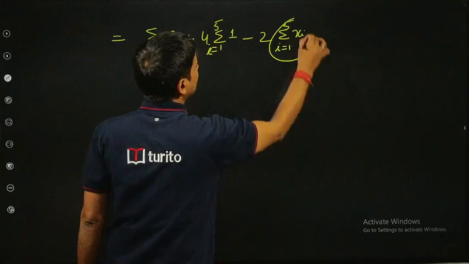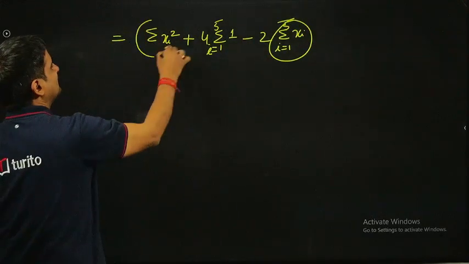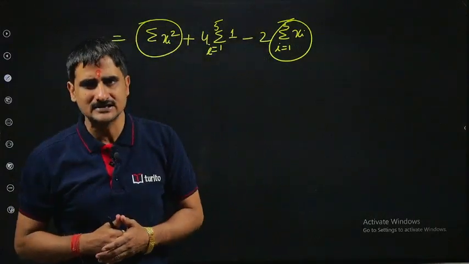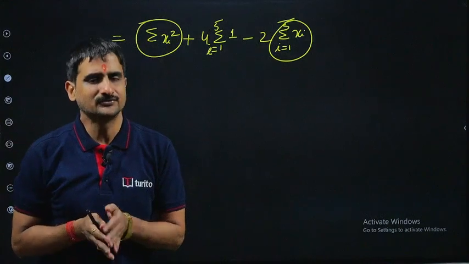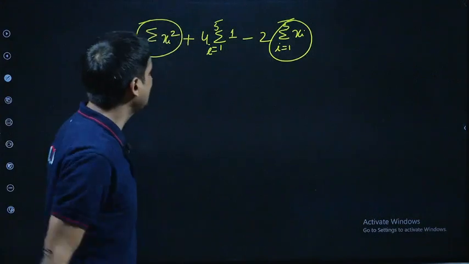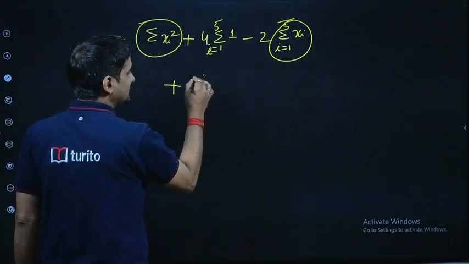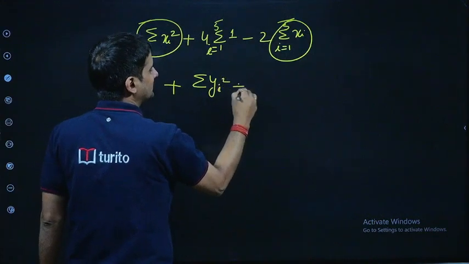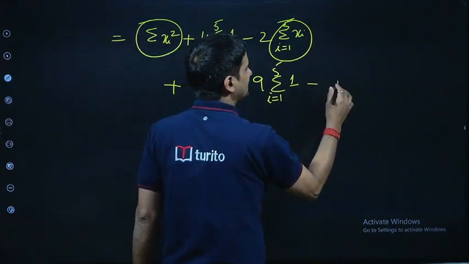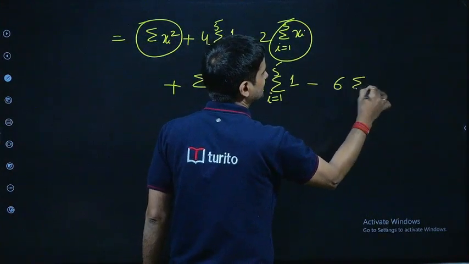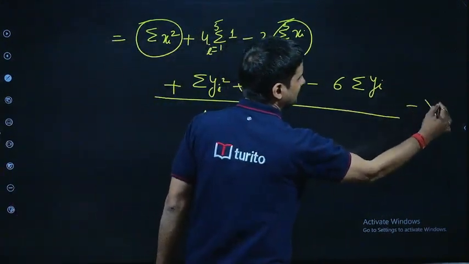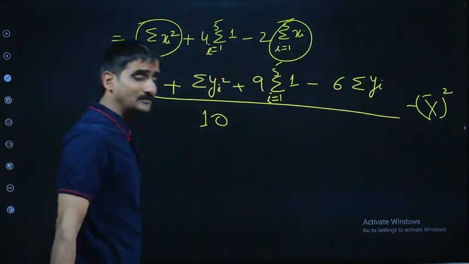Don't we have these values? We have this value also, we have this one also. And summation of 1 is given by the number of terms. How many values do I take? From 1 to 5 it takes 5 values. Similarly, plus summation yi square we have, plus 9 times summation 1, i goes from 1 to 5, we have this value, and then plus 6 times summation yi, and again we divide by 10 and minus mean whole square, and then put in the values, we have the answer.